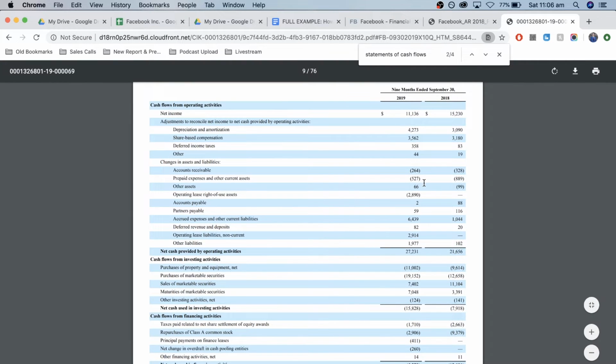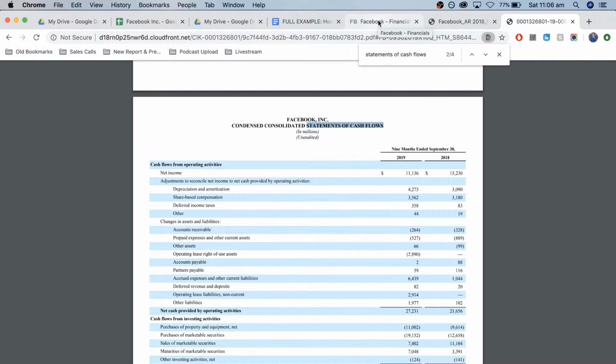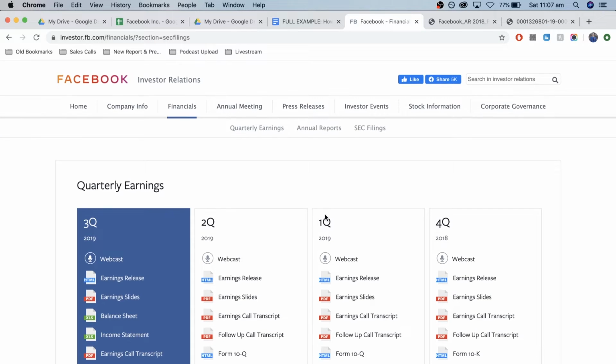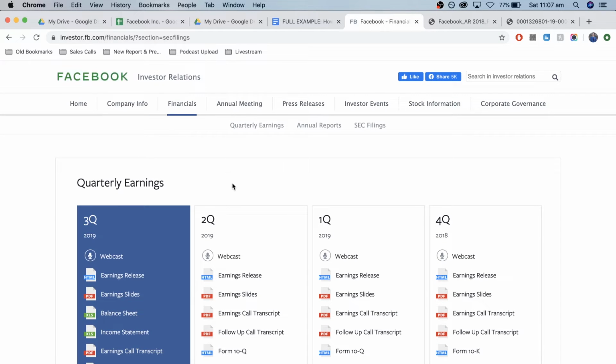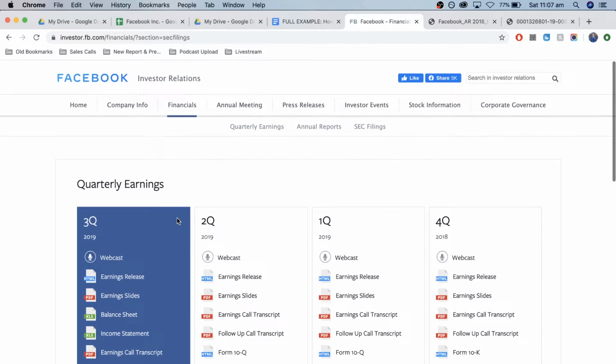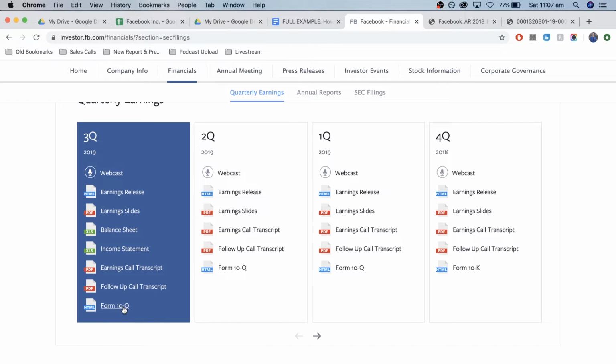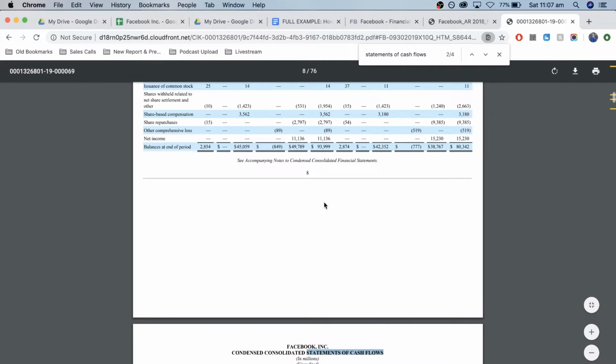So to start off with, we're going to start on the 3rd quarter financial statements that were released, the quarterly report from Facebook. So I head over to Facebook Investor Relations, and down here in the SEC filings, or if you head over to the quarterly earnings, you can see that there is a Form 10Q, and that is the SEC filing where we are going to be able to find all of the financial statements. So that is this report here.